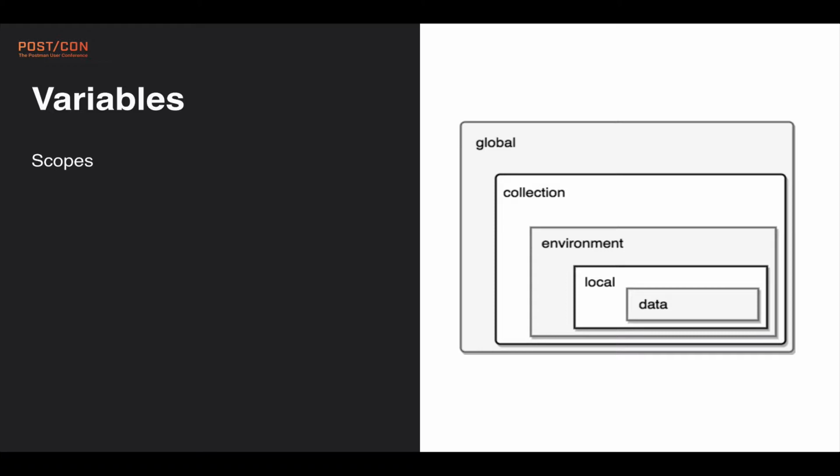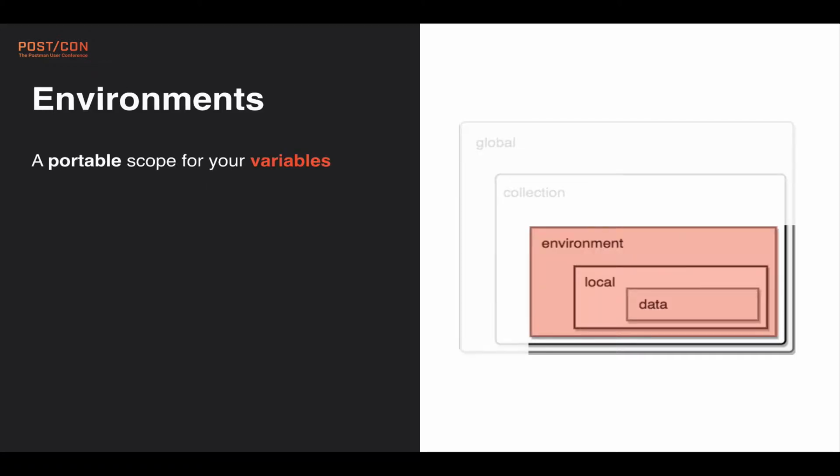There are also data variables, which I'll get into in a moment, but I'd like to take a moment to talk about environment variables in detail, because they're probably the most commonly used. An environment is a portable scope for your variables. Unlike other scopes, environments can be shared, synced, exported, and so on. Whenever you have data which needs to be moved around a lot or needs to be kept secure, you need to use an environment.